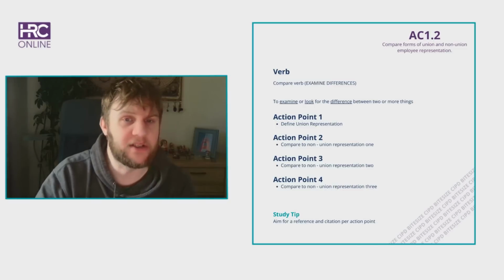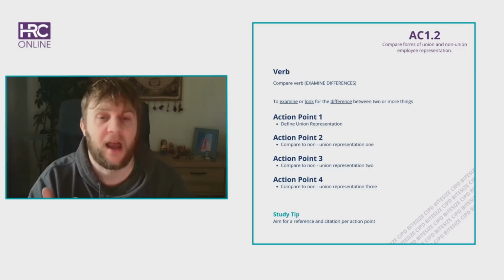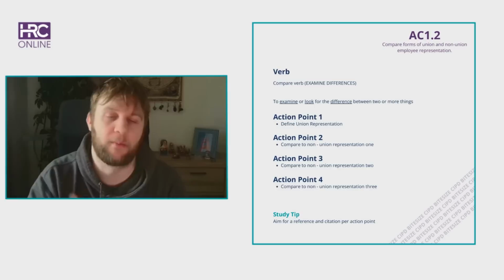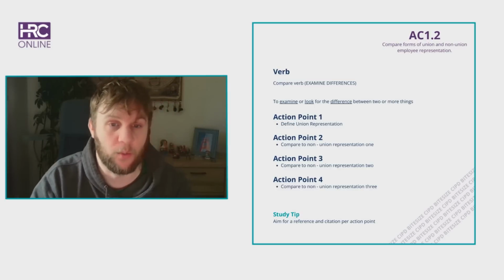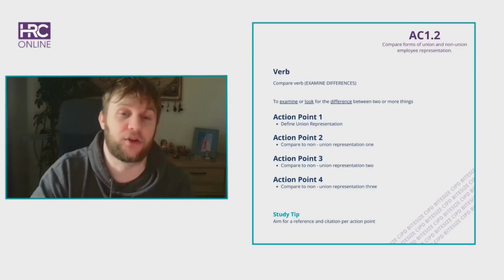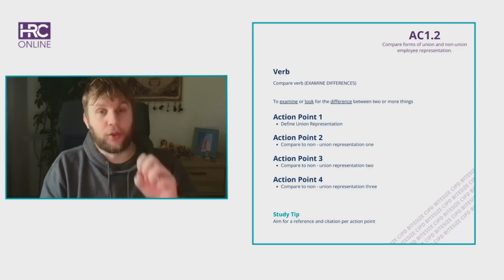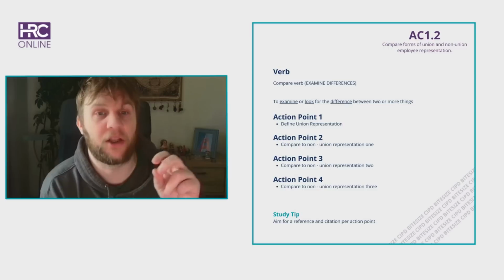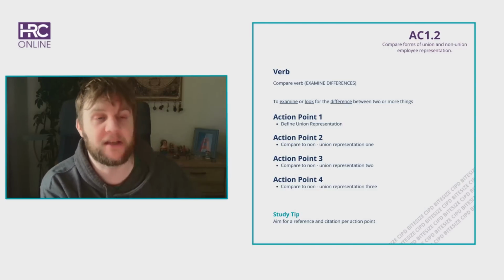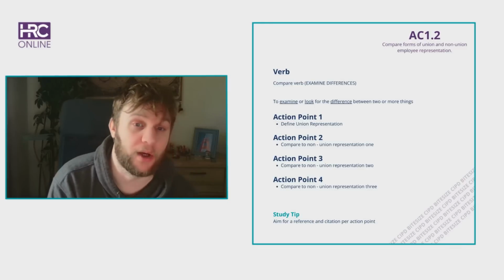So we've broken this down into action points. Action point 1, define union representation. Action point 2, compare union and non-union representation 1, compare to non-union representation 2, compare to non-union representation 3. That way you are comparing union representation to non-union representation in 3 different ways. But always remember, you need a reference and a citation per action point.